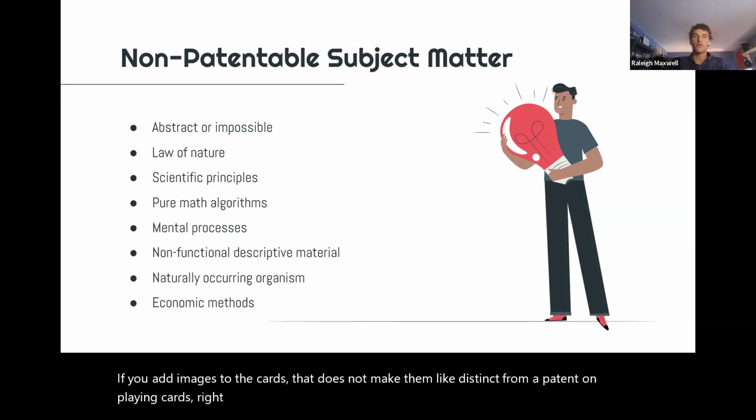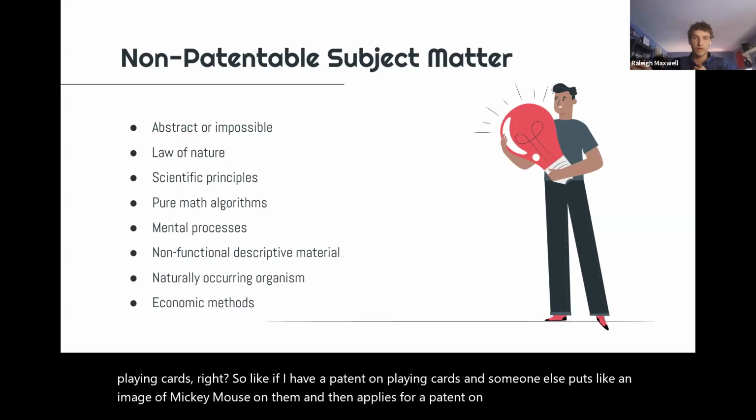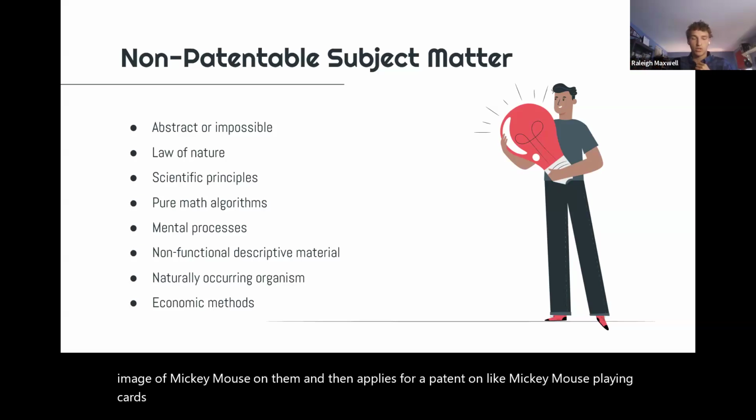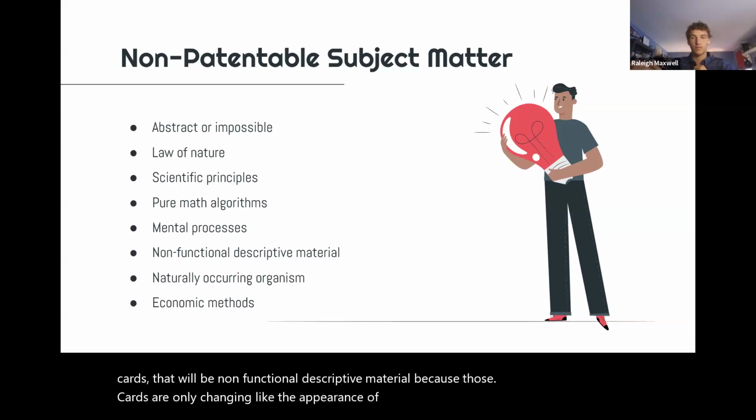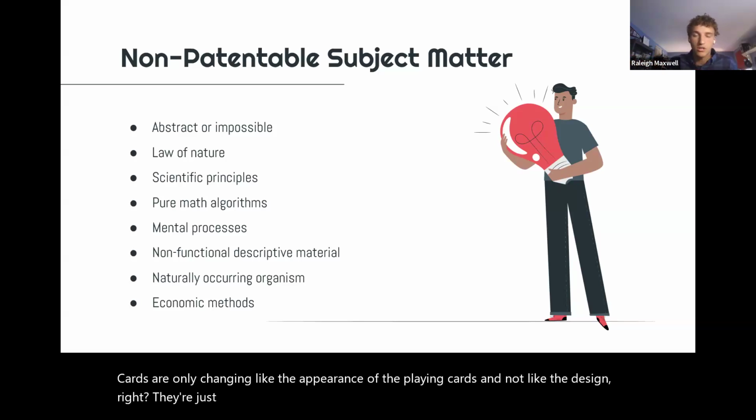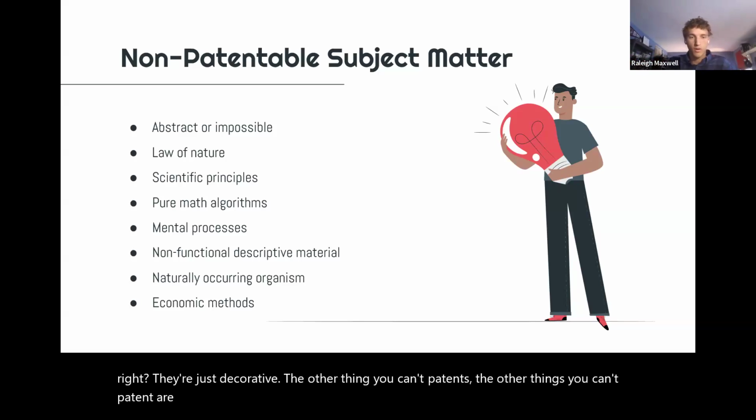So if I have a patent on playing cards and someone else puts an image of Mickey Mouse on them and then applies for a patent on Mickey Mouse playing cards, that will be non-functional descriptive material, because those cards are only changing the appearance of the playing cards and not the design, right? They're just decorative. The other things you can't patent are naturally occurring organisms.